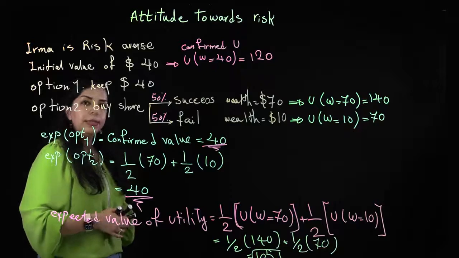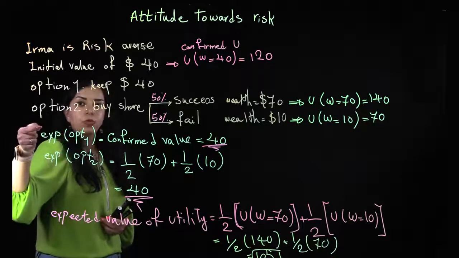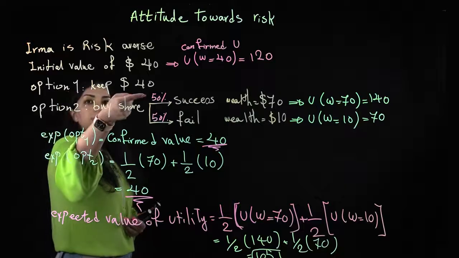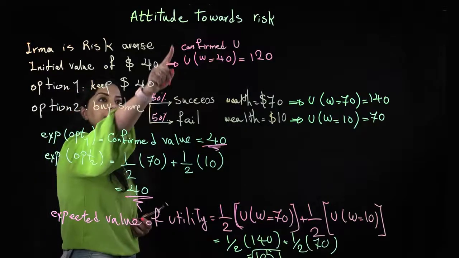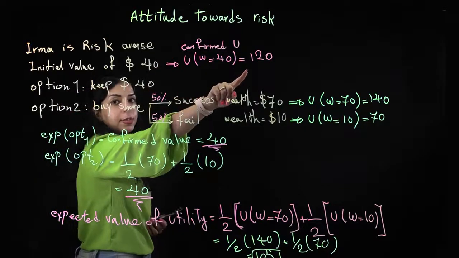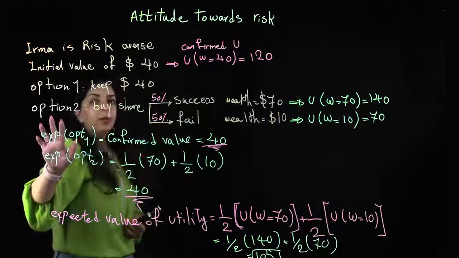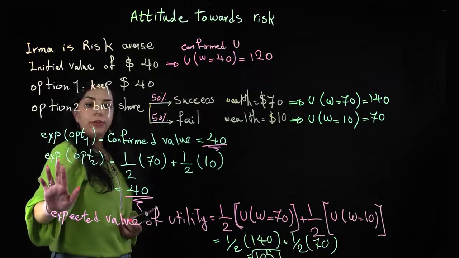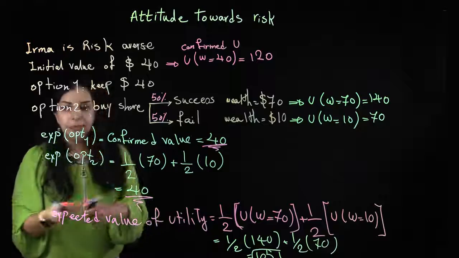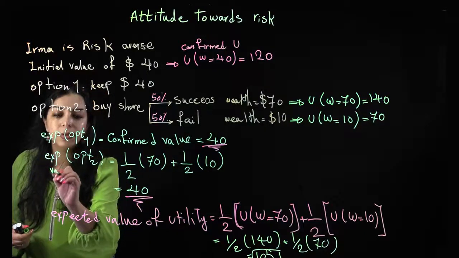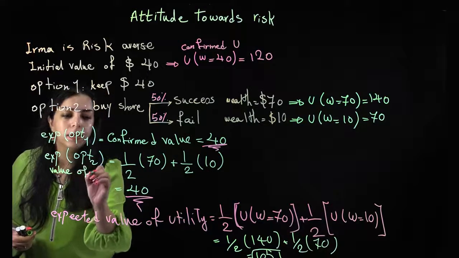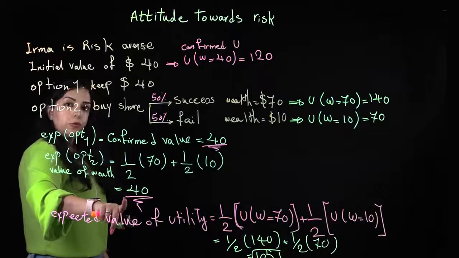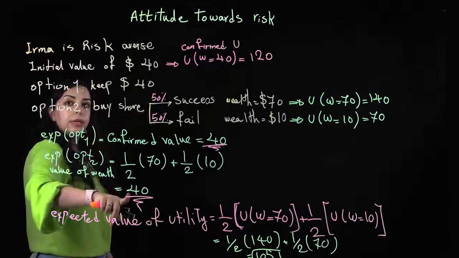So now let's compare option 1 with option 2. Option 1 is a confirmed option. We have a confirmed wealth of 40 units, and then we have a confirmed utility of 120. In the second option, we don't have anything confirmed. We have the expected value of the wealth. So here is the expected value of wealth, which is equal to 40, again exactly equal to the confirmed value of the wealth.